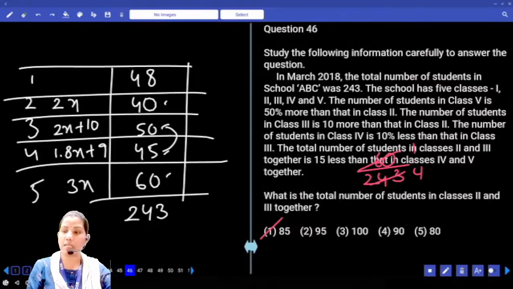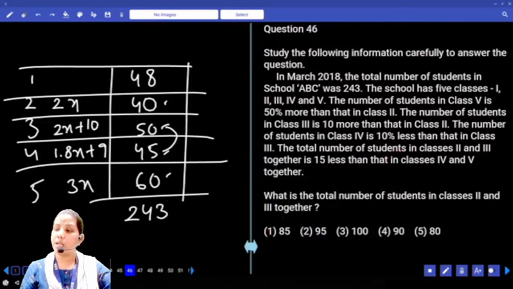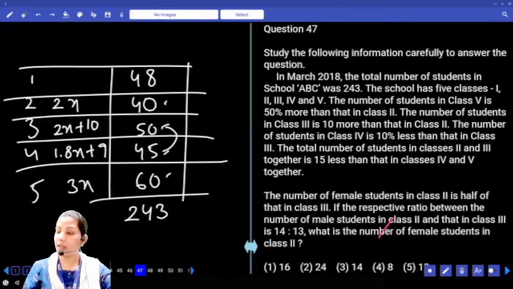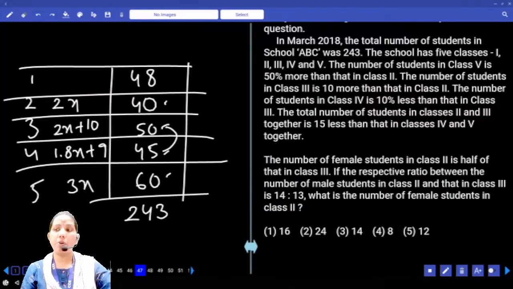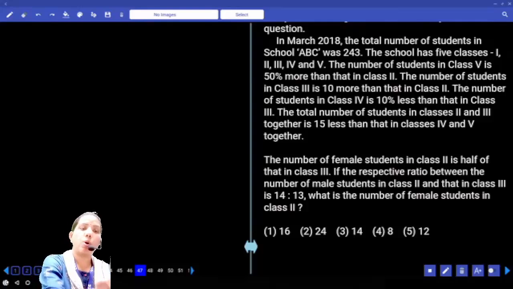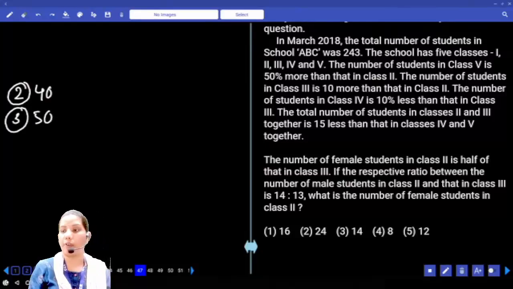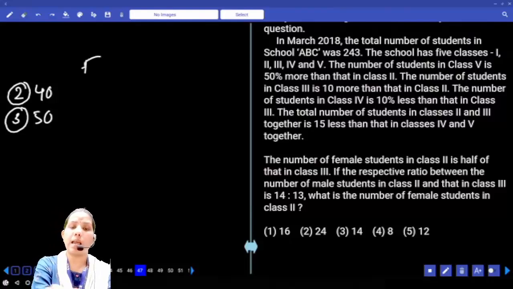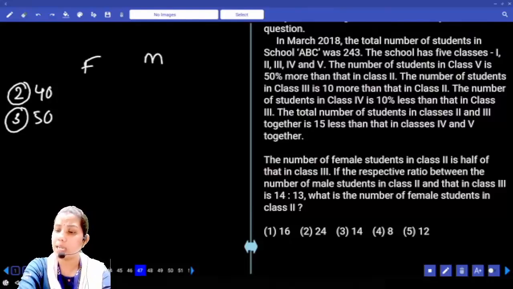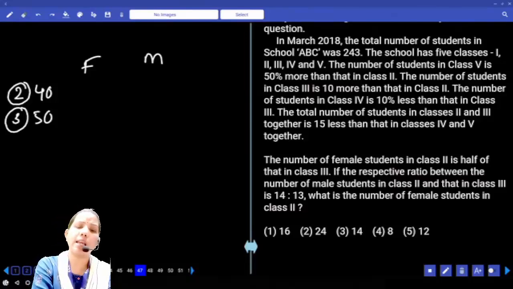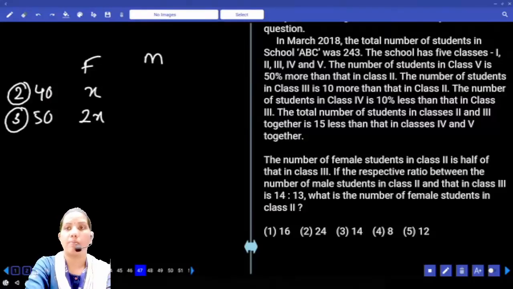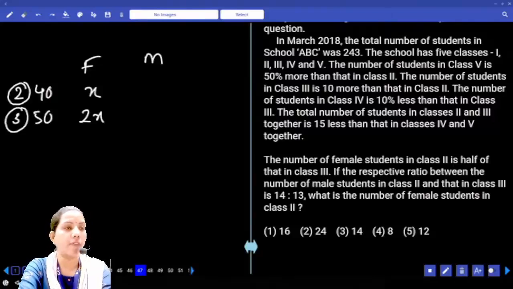Next question number 46. What is the total number of students in class 2 and 3 together? Class 2 and 3 together, fourth option, 94. Question number 47. The number of female students in class 2. What is the class 2 value actually? Class 2 total is 40 and class 3 total is 50. The number of female students in class 2 is half of class 3. So my assumption: if class 3 is 2x, then class 2 is x only. Class 2 female are half of the class 3 female.